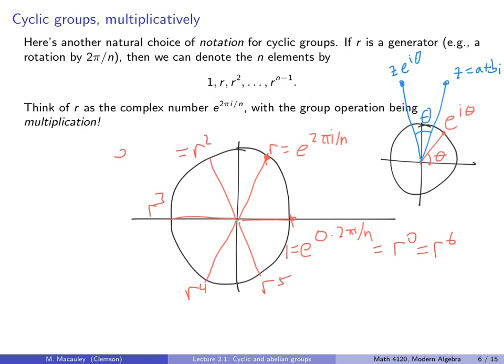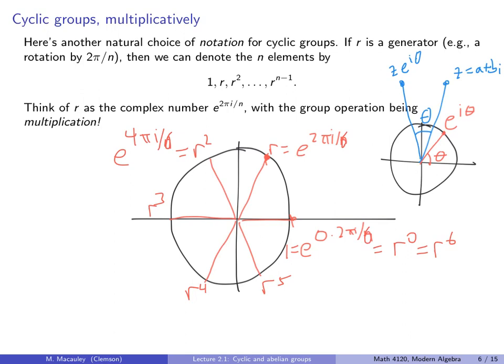So this is e to the 4 pi i over, and I said n, I should say 6. Let's see if I can fix these into a 6. There's a 6, and there is a 6. And one more, there's a 6.